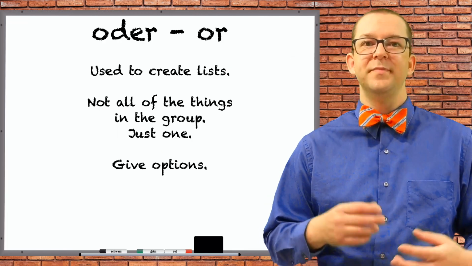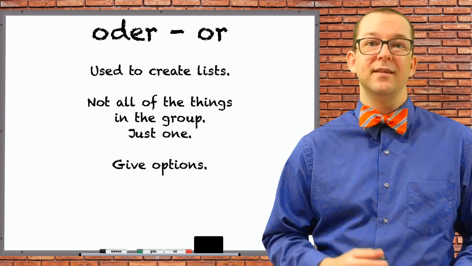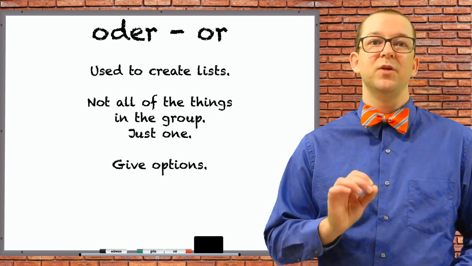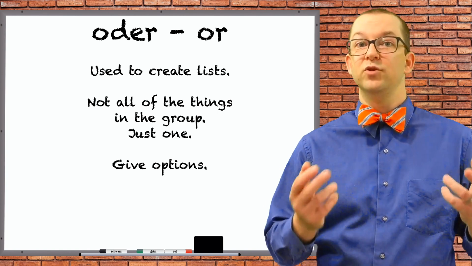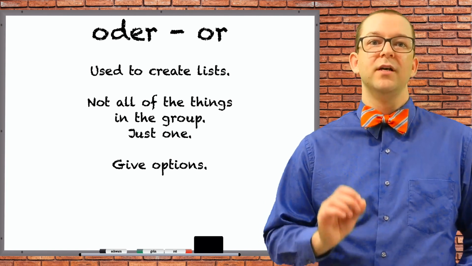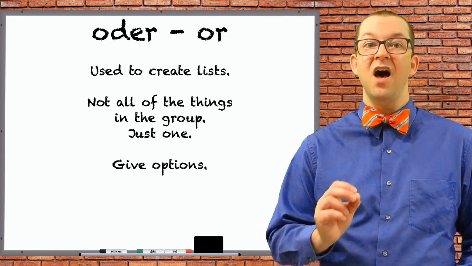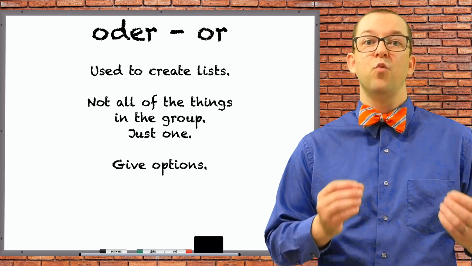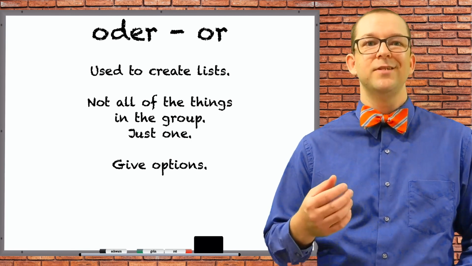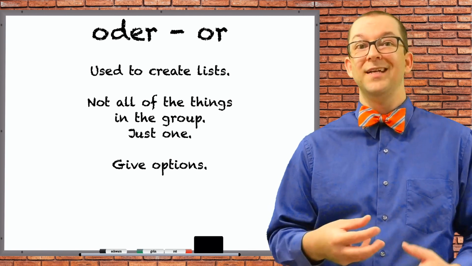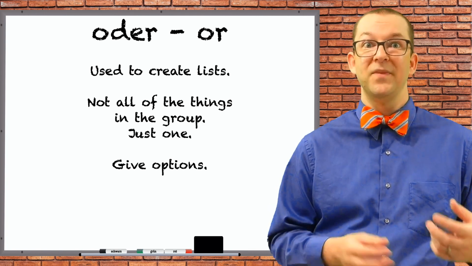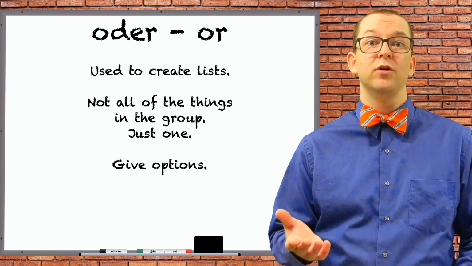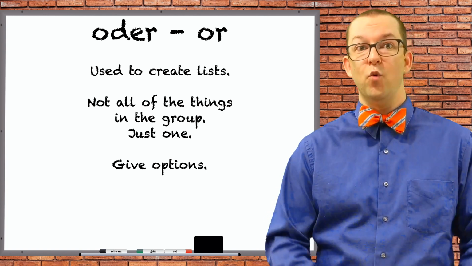Next up we have oder, which means or. This is used to create lists as well, but the relationship between the things is different than when we used und. If you use oder, you are saying that the things on the list are not in the same group, but rather that just one of them is. Basically, you're saying that the English conjunction or is the exact same thing as oder. Just like und, you can connect words, phrases, or clauses with oder.